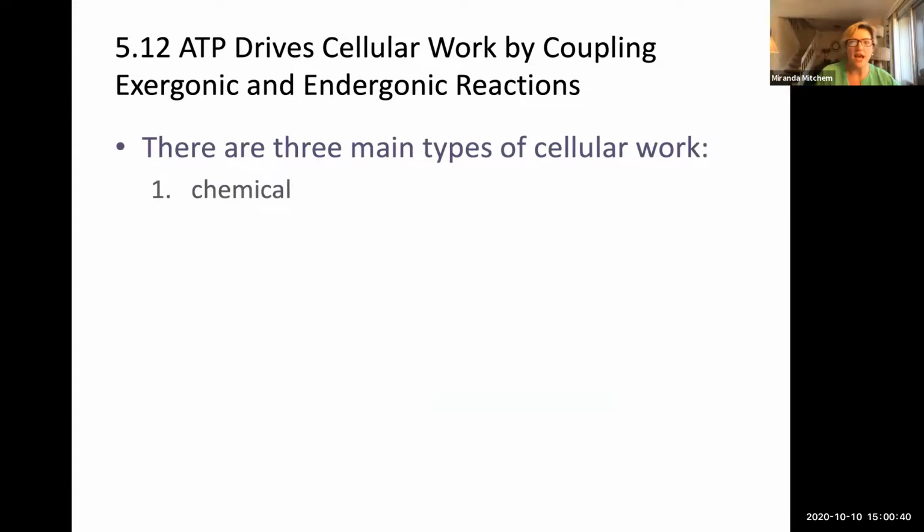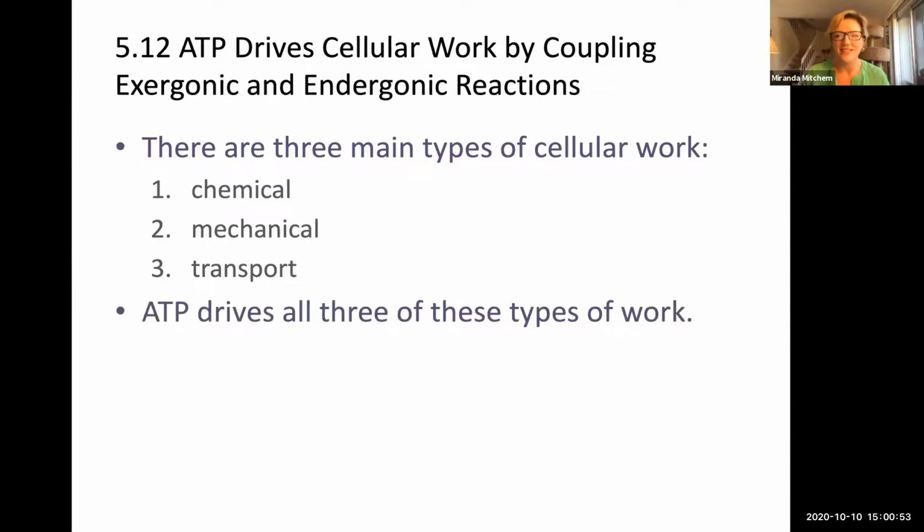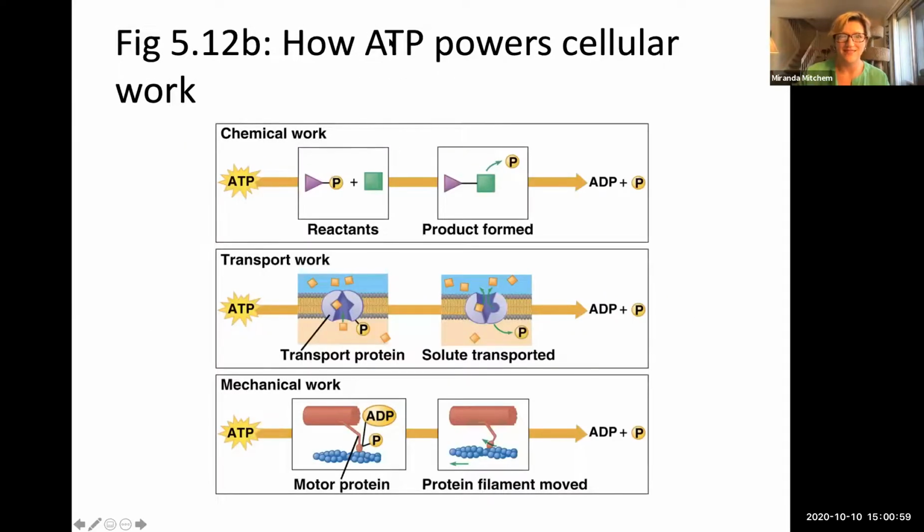Okay, so we have 3 main types of cellular work. We've got chemical, we've got mechanical, and then there's transport work. We've spent some time already in this module talking about transport work. And ATP is used again for every single one of these. All right, so we're looking at pretty simple examples of the 3 forms of cellular work.